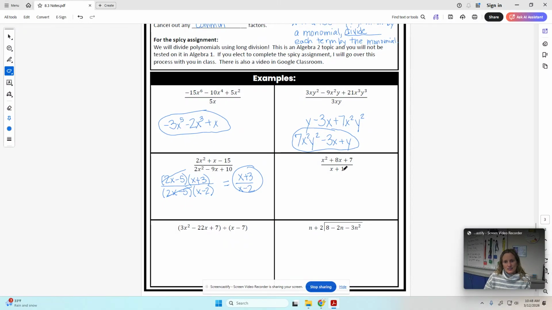In the next one, I'm not going to have to factor the bottom. That's as simplified as it can be, but I do have to factor the top. So I have to think about factors of 7 that add to 8. So that factoring's not too hard.